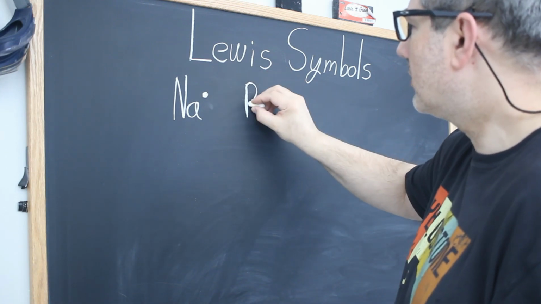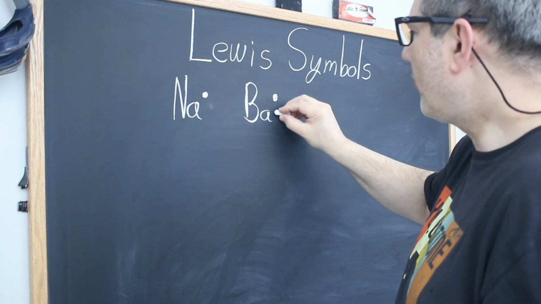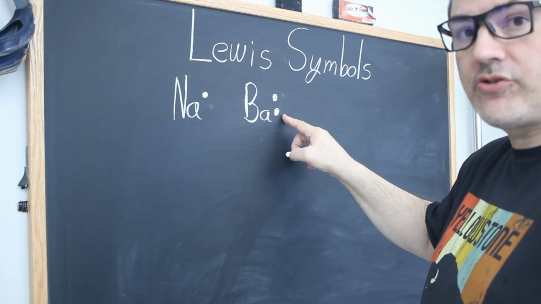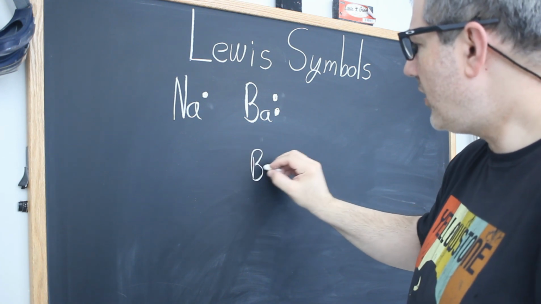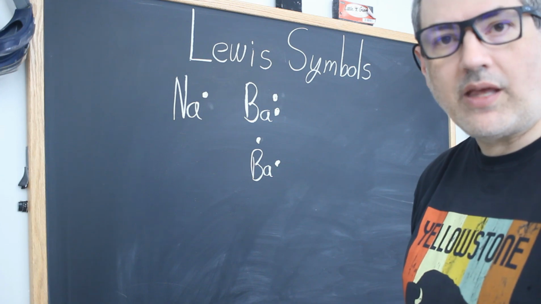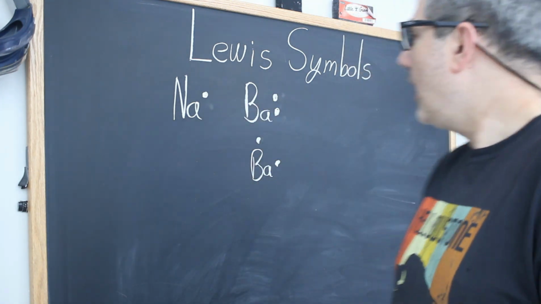Barium is in group 2, so we can represent that with 2 electrons. Now, you can draw the 2 electrons together. The alternative way would be to draw it like this. I will not count off for either drawing.